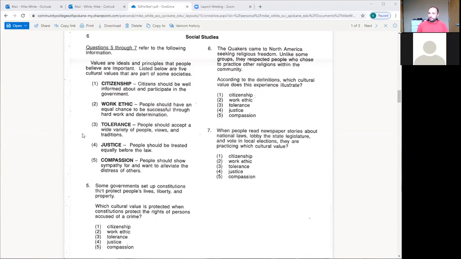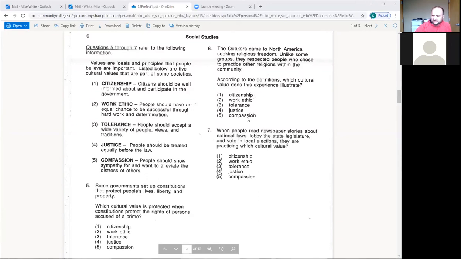Even though they both are similar in some regards, based on the fact that they specifically say that they respected people's rights to practice other religions, that's more tolerance than compassion. So tolerance would be the correct answer.